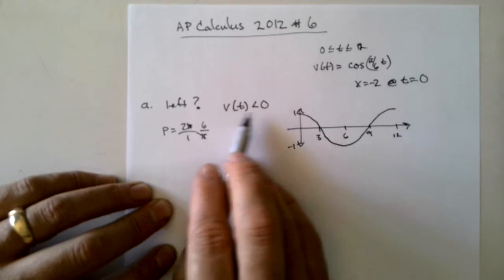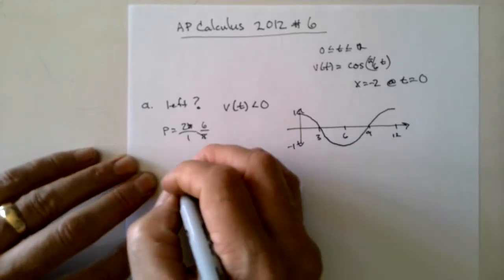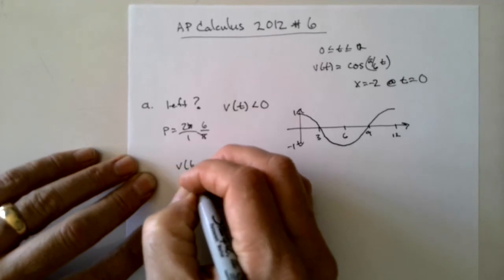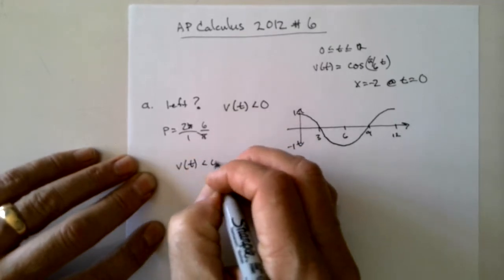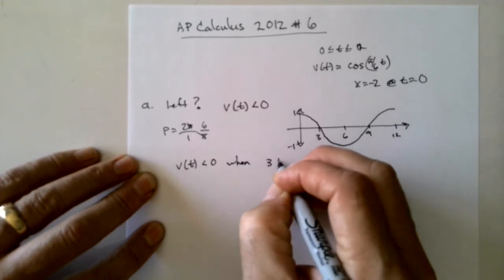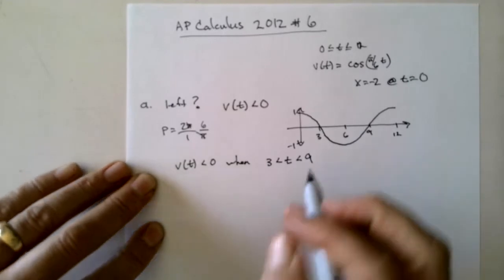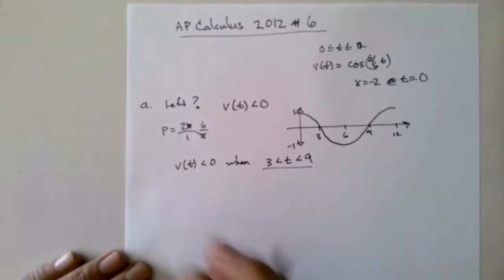So we're wondering, where is it negative? It looks like from 3 to 9. V of t is less than 0 when 3 is less than t, which is less than 9. So from 3 to 9 is when you're talking about.